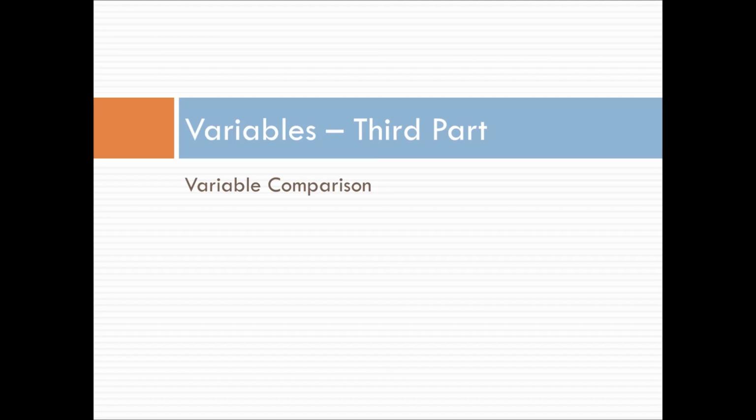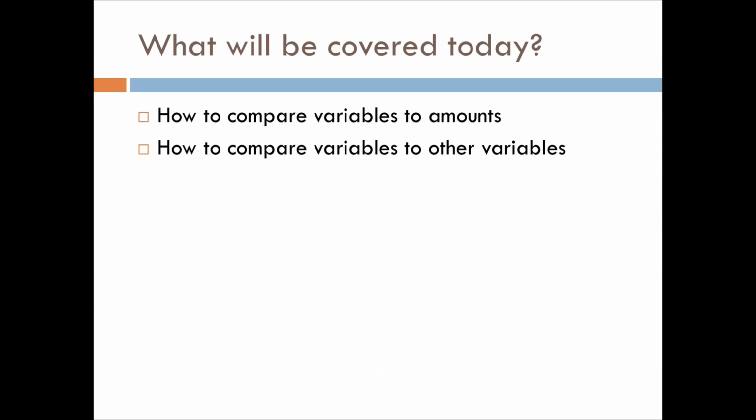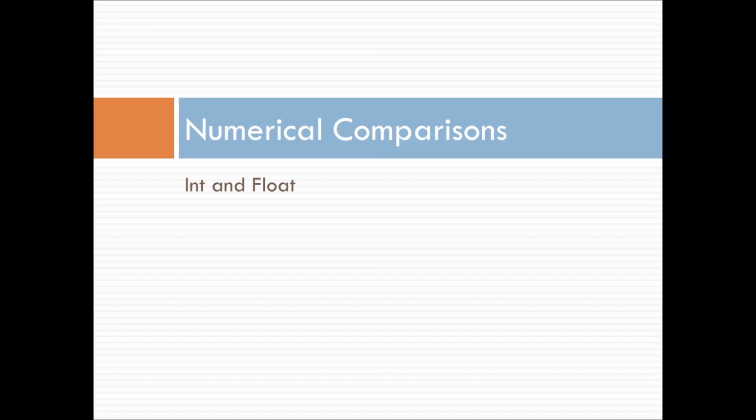This episode is the third part in the variables series, Variable Comparison. So what will be covered today: how to compare variables to amounts, and how to compare variables to other variables. They're both the same concept, but it's good to get into the practice of knowing how to do both. So, where to start on comparisons? Let's look at ints and floats, numerical comparisons.